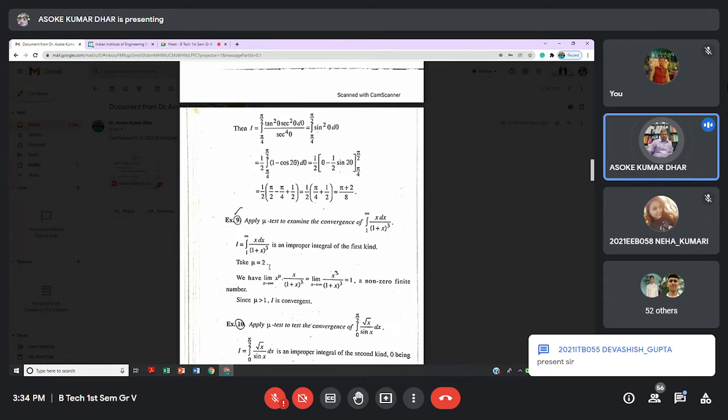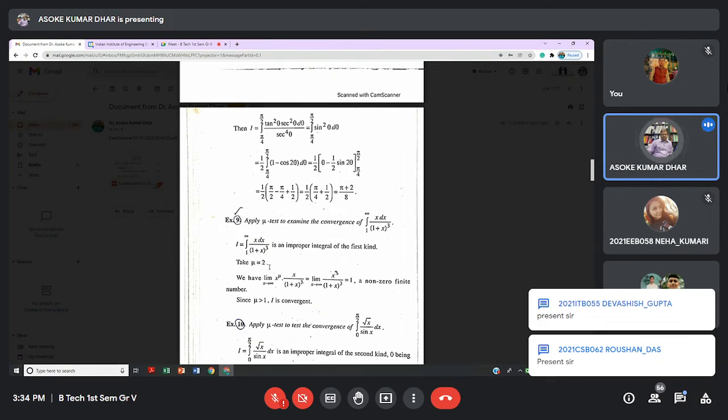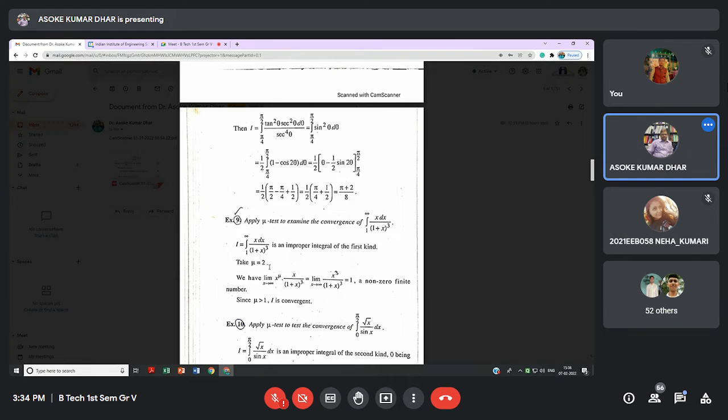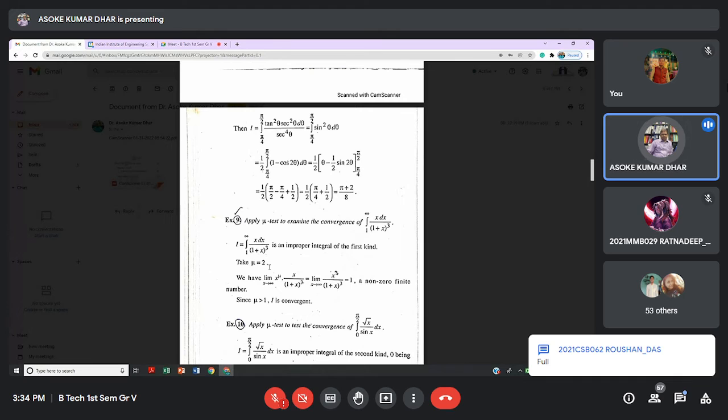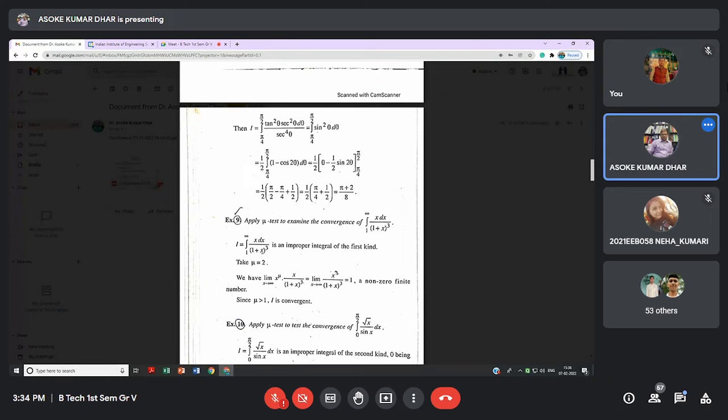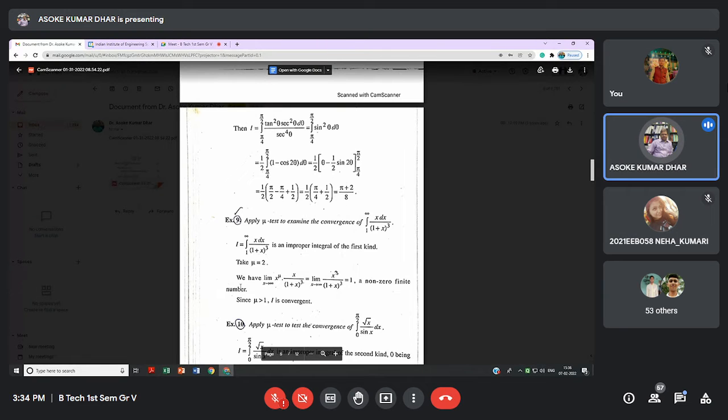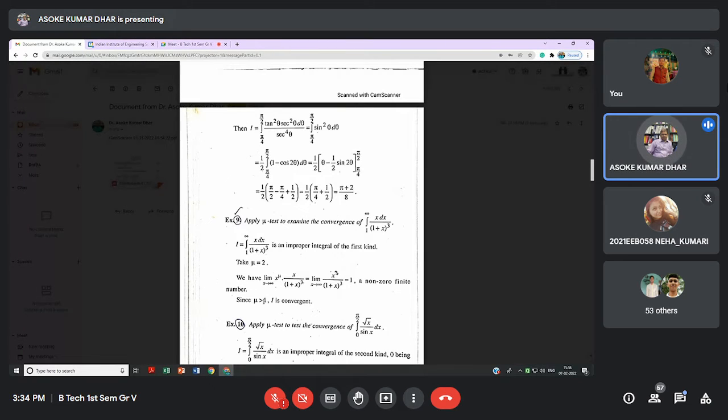Actually, we consider the function in this way, (1 plus x) whole cube divided by x. So mu is equal to the highest power of x in the denominator, which is 3, minus the highest power of x in the numerator, which is 1. So 3 minus 1 is equal to 2. So we take mu 2, and taking the limit, it will be 1, a non-zero finite number. Since 2 is greater than 1, I is convergent.